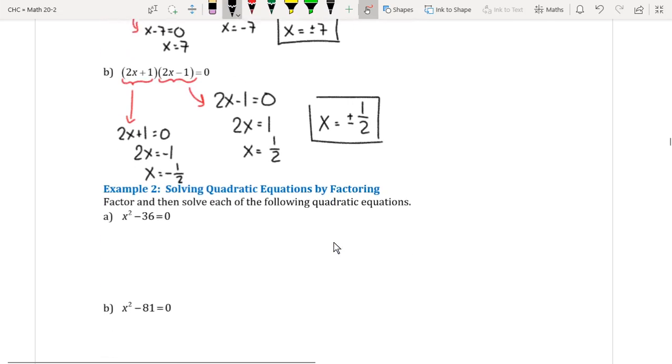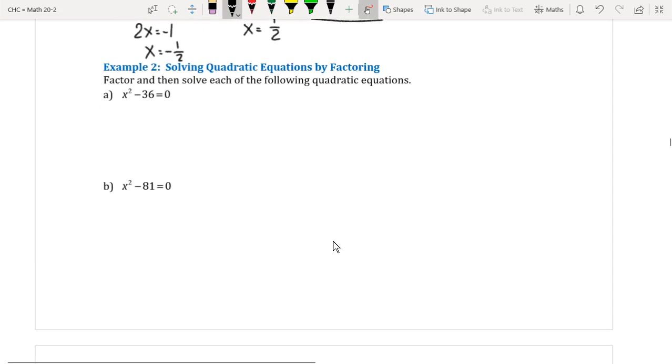In example 2, we're taking this to the next level. We're going to be first factoring the following quadratic equations and then solving. So we start by factoring and then solving them just the same way we just did. So if we take a look at A here, it's a binomial where both of the terms are perfect squares and there's a subtraction, which means that this polynomial here is a difference of squares, which means we can factor it.